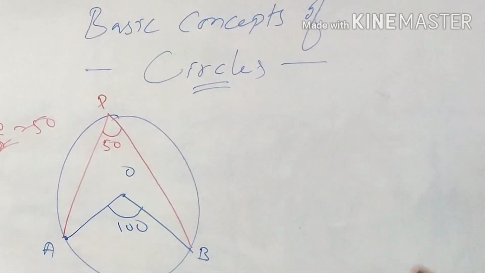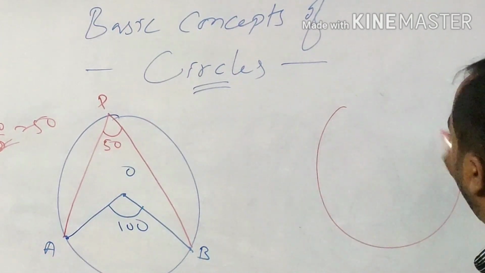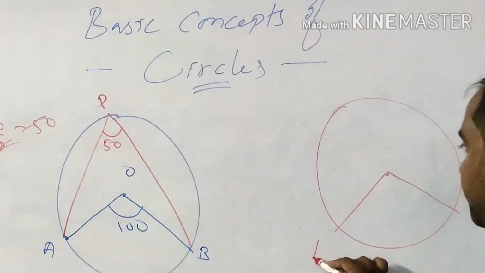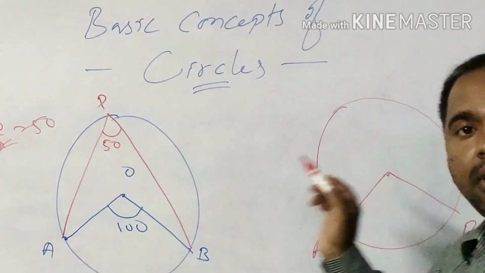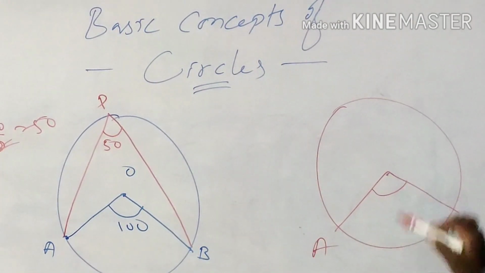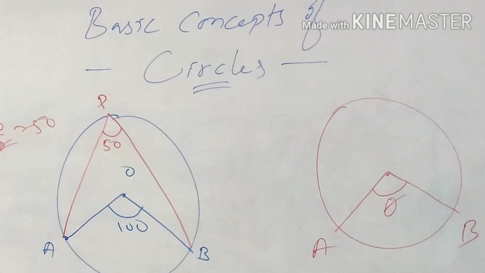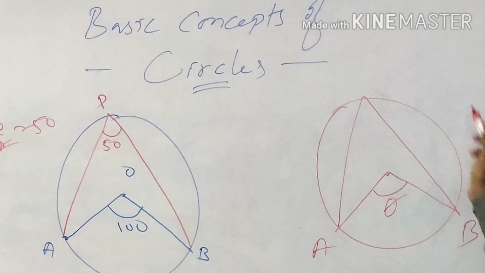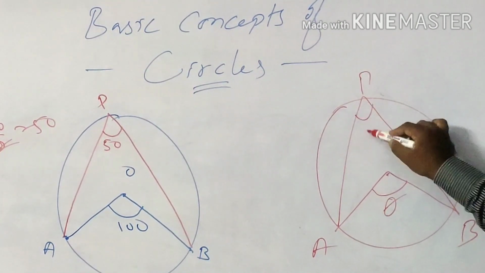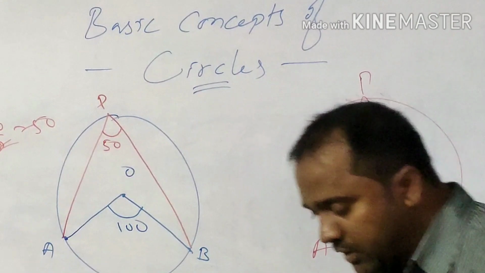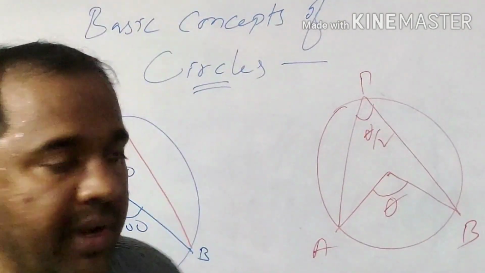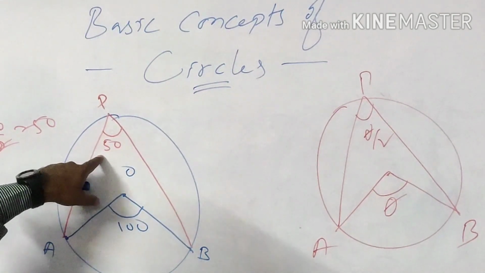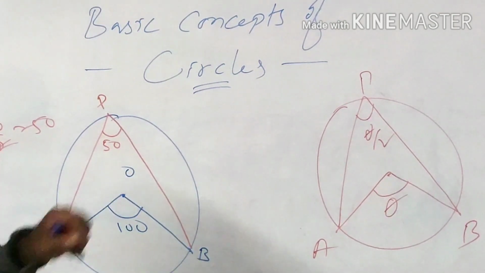I will give you once again example. A circle is drawn with center O and using 2 points we are joining center with some angle, suppose theta. Then using the same 2 points we are joining circle in the remaining part, then it is theta by 2. This is the important theorem. Based on this theorem some questions may be framed, some values will be given and it will be asked to find this value, or this value will be given, some other values will be asked.